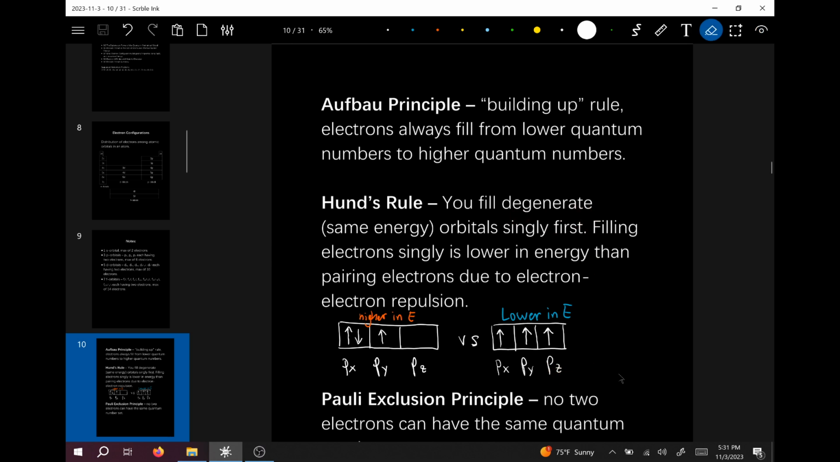So technically, if I were to erase this, I could have filled in my electrons 1, 2, and 3 like that, and that would still be correct because they're all the same energy. So if I'm only filling in 1 electron into this atomic orbital set, the electron has the choice of going in any of these 3.